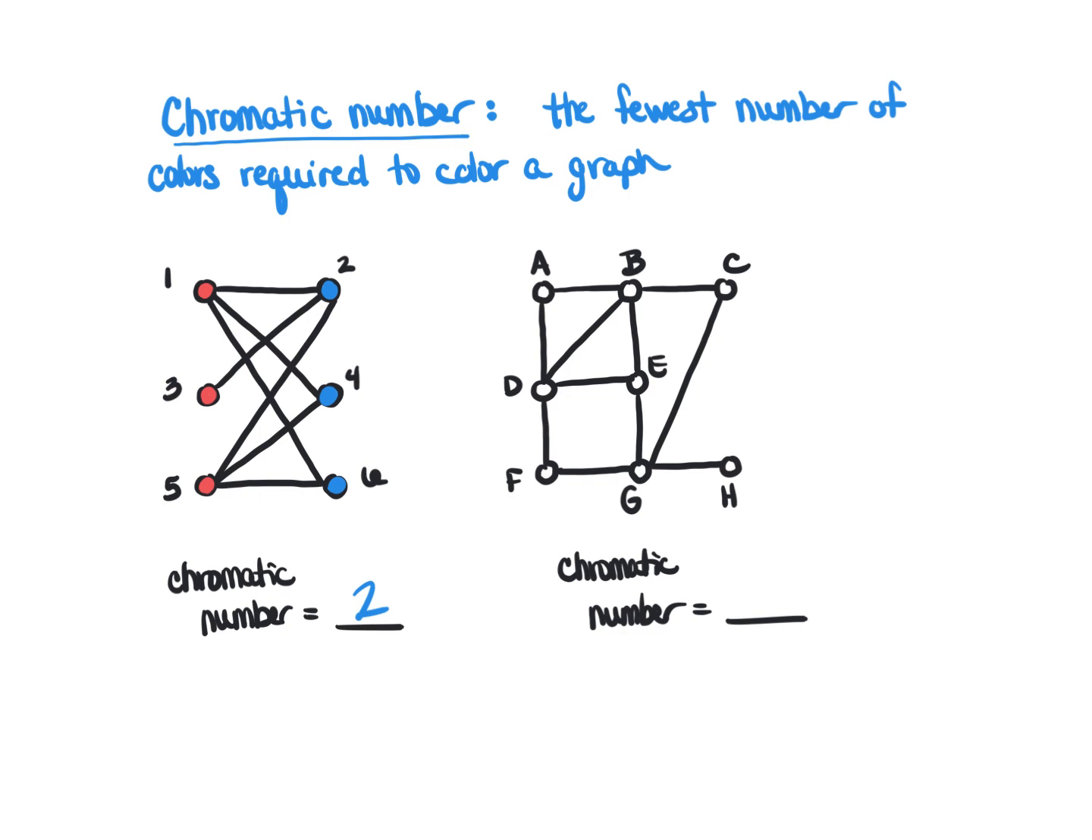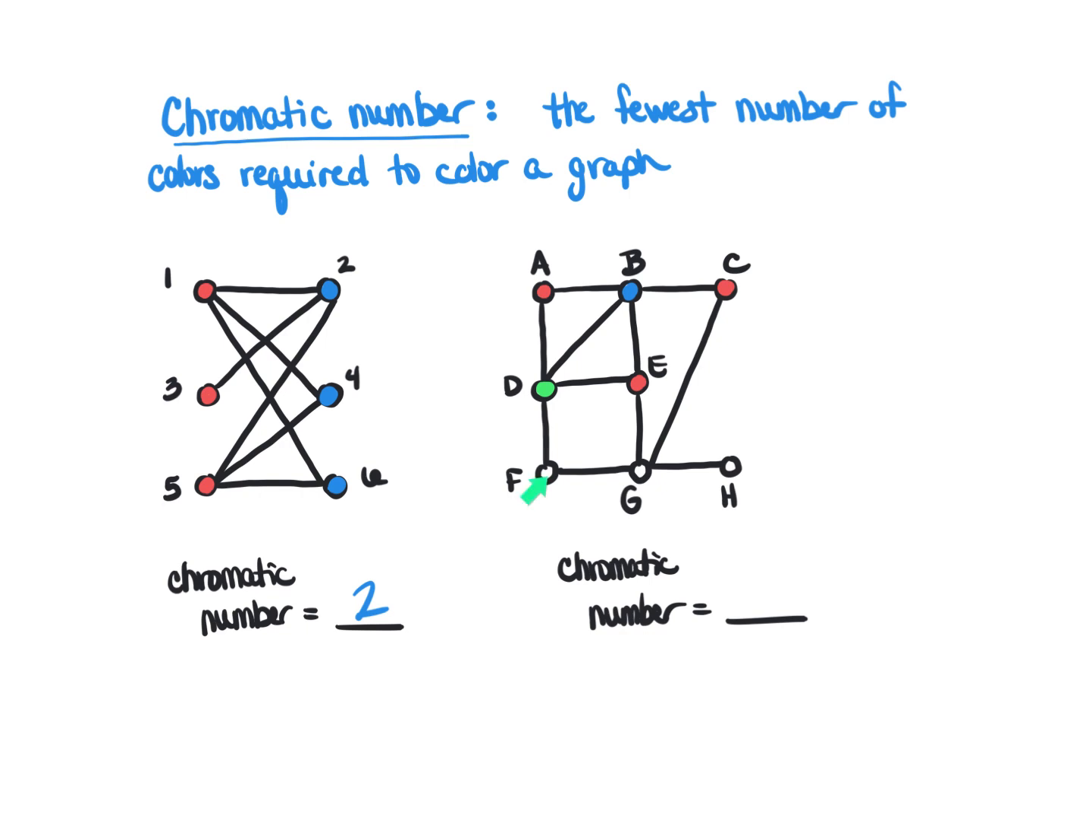Moving on to the next graph, I can again color vertex A red. Vertex B cannot be red because it's adjacent to A, so I could color it blue. Moving over to vertex C, it is adjacent to B, which is blue, so I could color this one red. Going down to D, notice that D is adjacent to both A and B, which are red and blue, so I will have to introduce a new color. I'll use green. Moving over to E, E is adjacent to B and D, which are blue and green, so I'll use red, again, trying not to introduce a new color whenever possible.